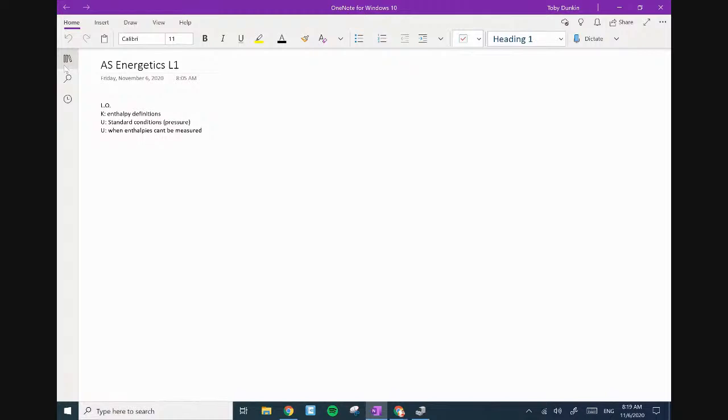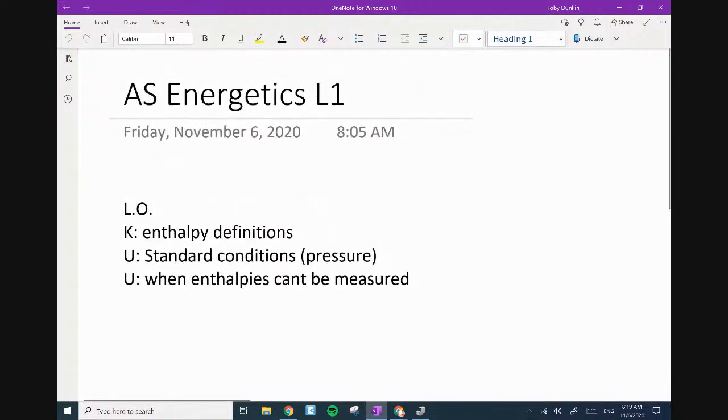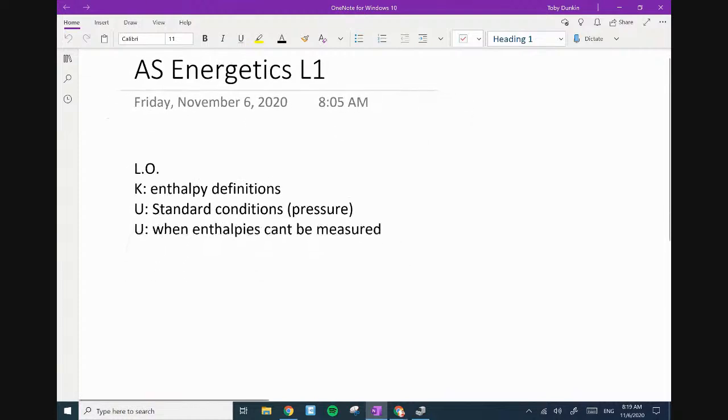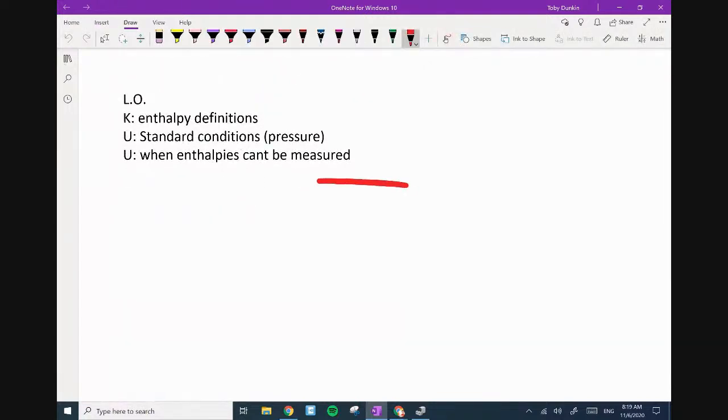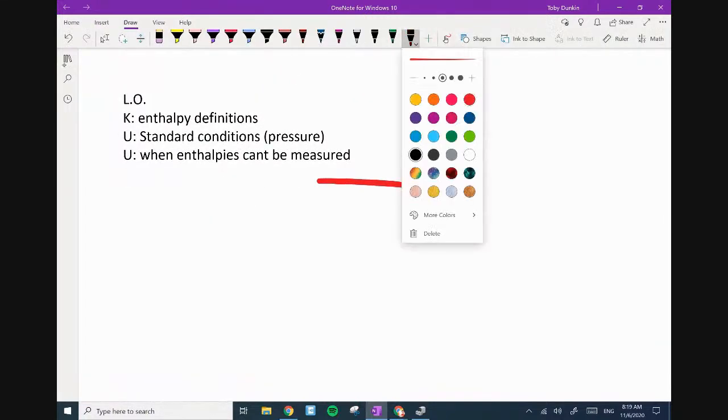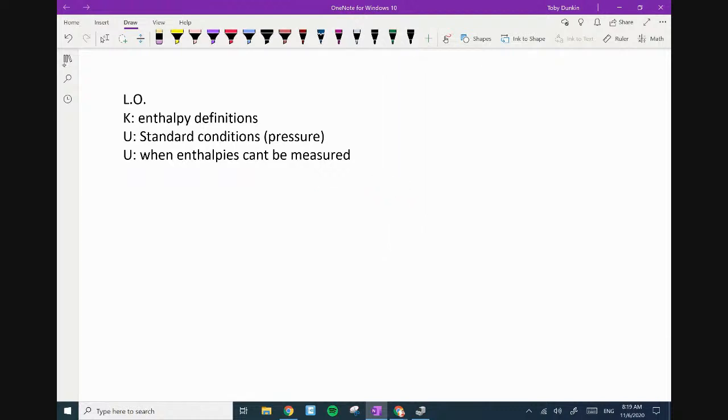Okay, guys, so energetics lesson 1. Today's lesson, I'm going to try and keep it short because I just want this to be a nice general introduction, because the main key thing here is recognizing definitions and understanding when enthalpies can't be measured. So the first thing that I really want to do is talk about, and this is where I'm going to switch to black, shrink my pen, give that a try.